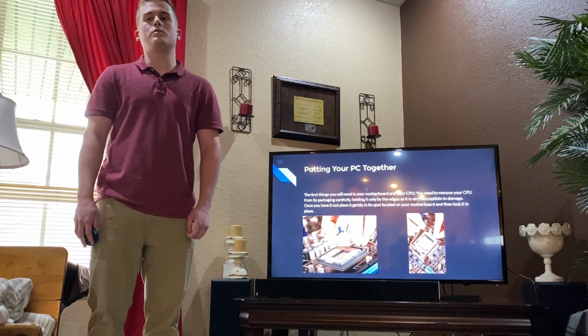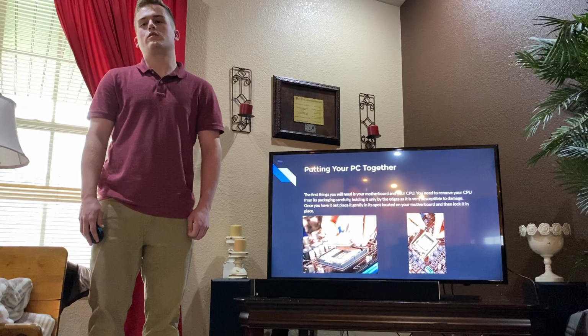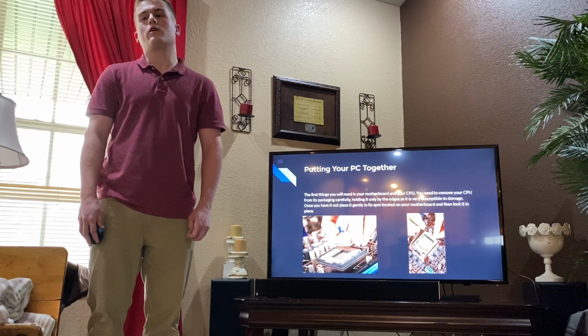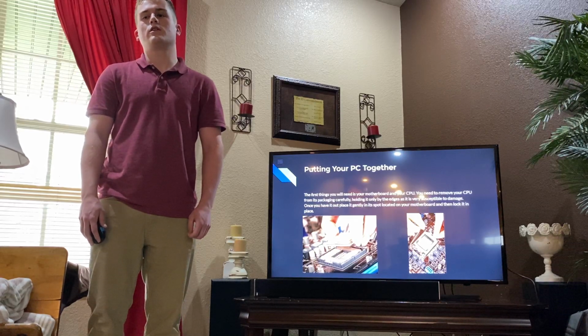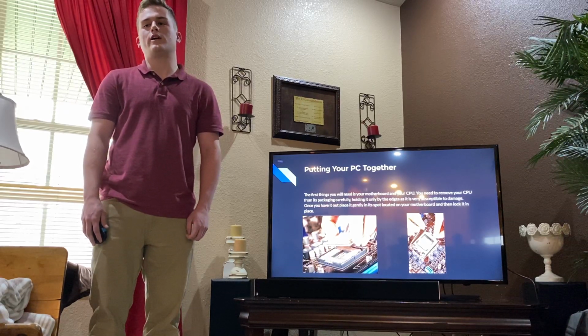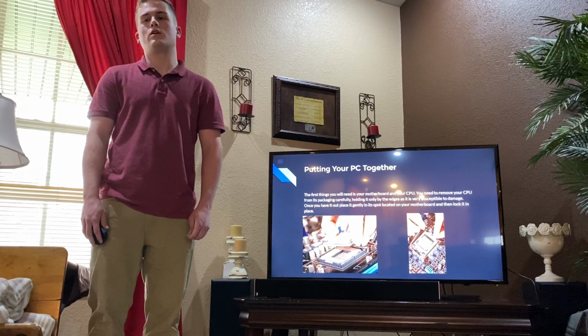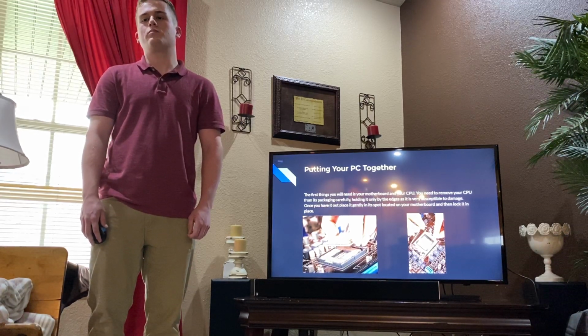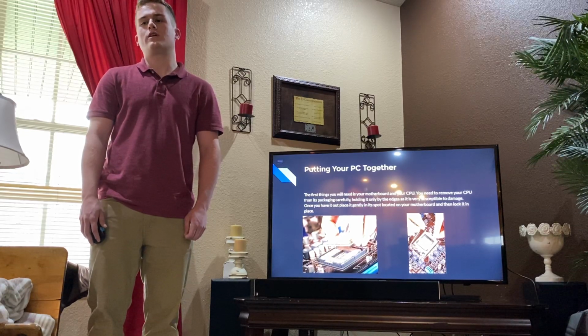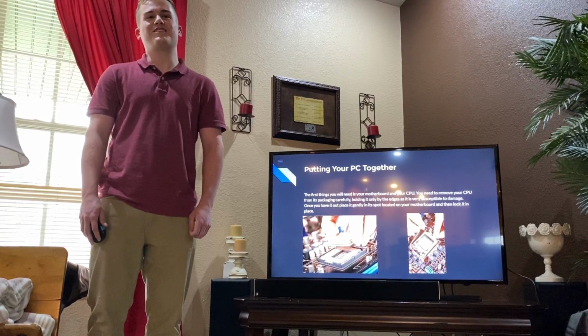Next step is putting your PC together. The first thing you will do is you will need your motherboard and your CPU. You'll need to remove your CPU from its packaging carefully, holding it only by the edges as it is very susceptible to damage. Once you have it out, gently place it in its spot located on your motherboard, and then lock it in place.